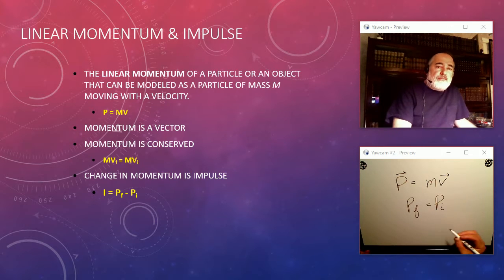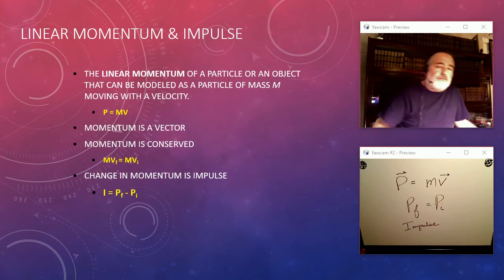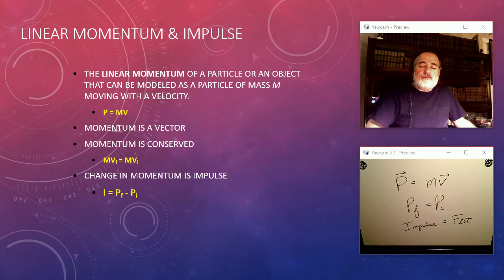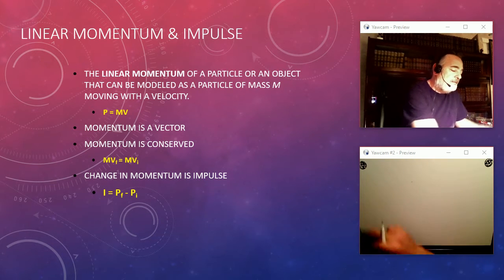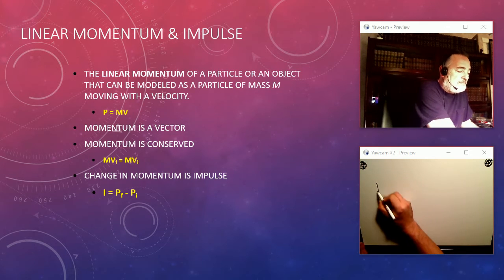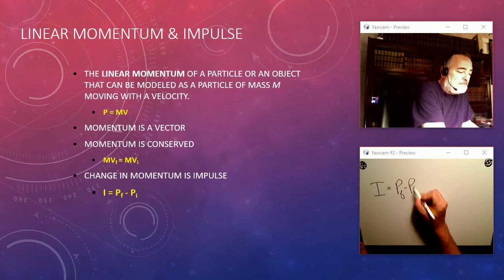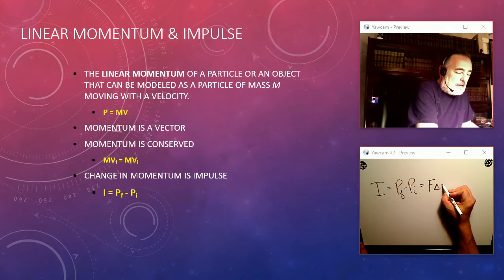Now a change in momentum is impulse. And impulse is also equal to, we'll get to this in a little bit, force for a given period of time. So we can write that all together as the impulse momentum theorem, which is impulse is equal to momentum final minus momentum initial, which is equal to force for a given time.